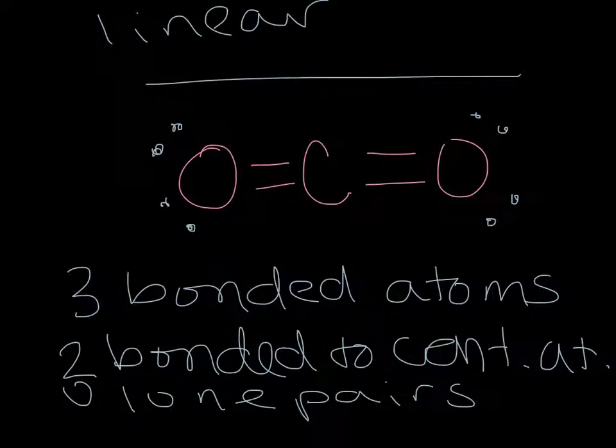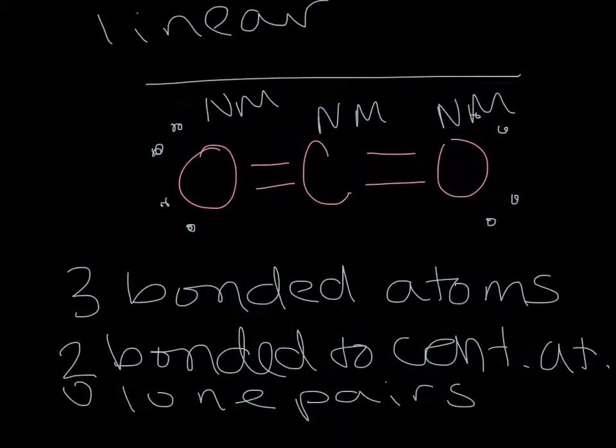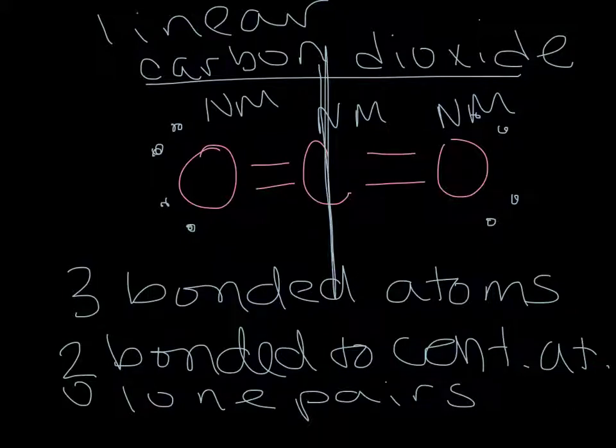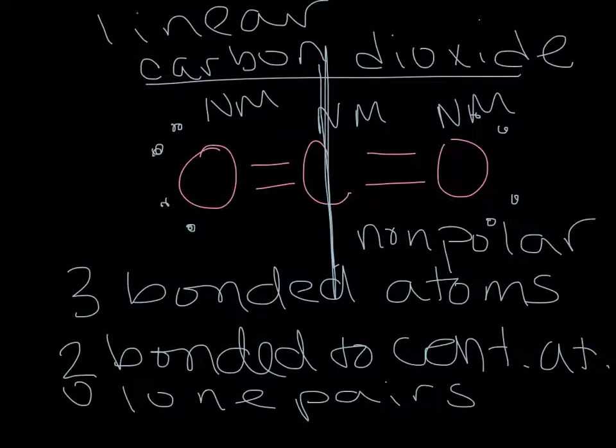To name my molecule, I have a non-metal, a non-metal, and a non-metal. Therefore, I need to use prefixes, and I start with my central atom of carbon and 2 oxygens, dioxide. My atom, if I draw a line straight down the middle here, it's symmetric, so it is non-polar. And there you have it.